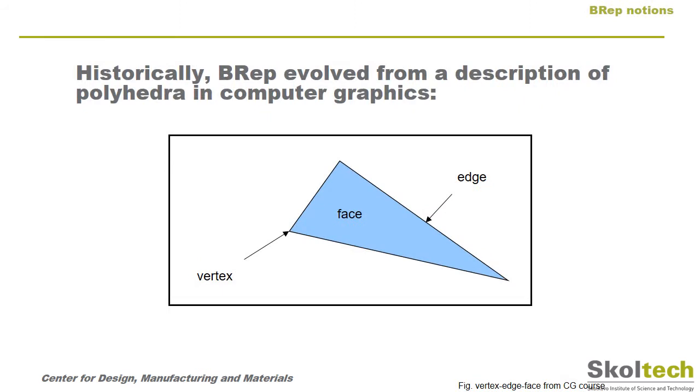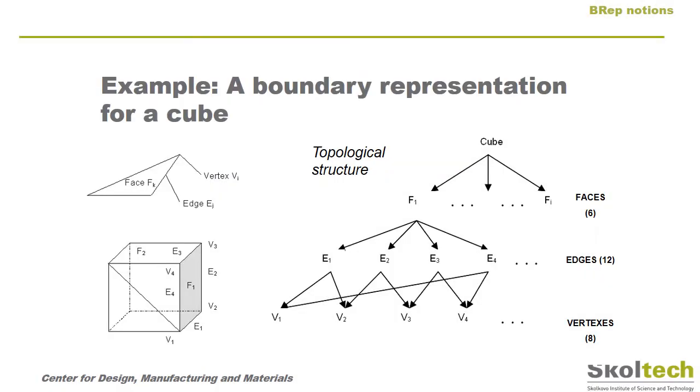Historically, BRep evolved from a description of polyhedra in computer graphics. This description is based on the elements of polygons such as shown: vertex, edge, and face on the triangle. The boundary representation is now dominating commercial CAD and animation systems. Let us consider an example, a boundary representation for a cube. A solid can be represented by its boundary surface. To define a boundary surface, one can introduce points, vertices, curves, edges, and surface patches, faces, and stitch them together.